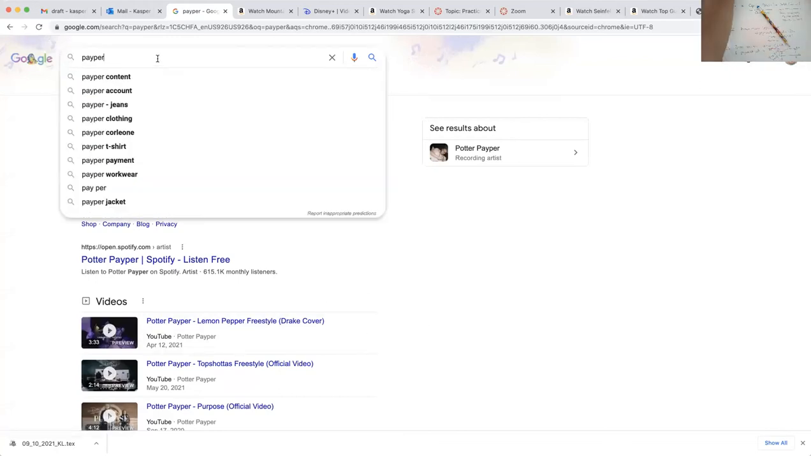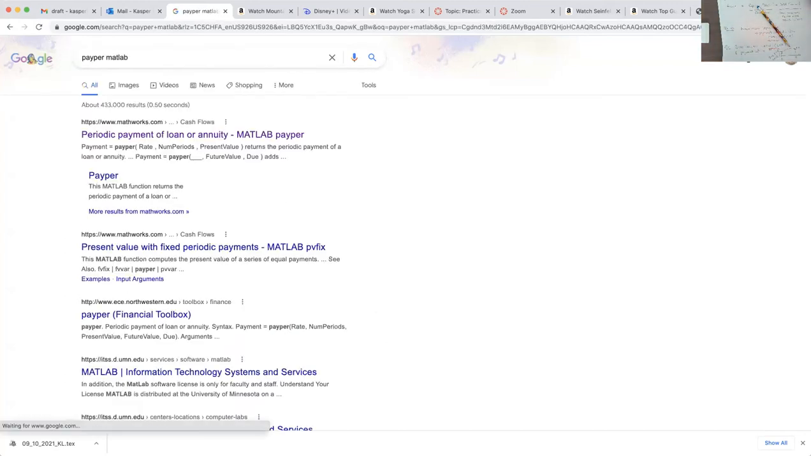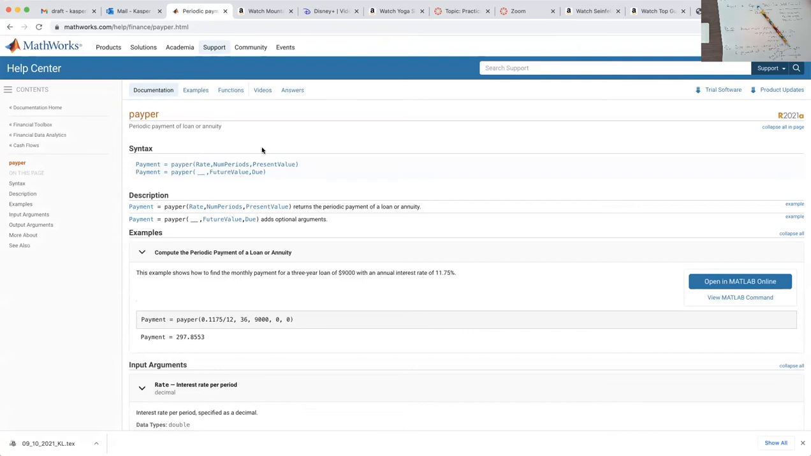So PAYPER, and then MATLAB. So MathWorks, this is the company that produces MATLAB. So we go there, and it says periodic payment of loan or annuity, which is exactly what we want. Okay, so what does it give you? PAYPER is a function, it takes a bunch of input parameters. It takes the rate, the number of periods, and then the present value, right? And the present value was $1 million.